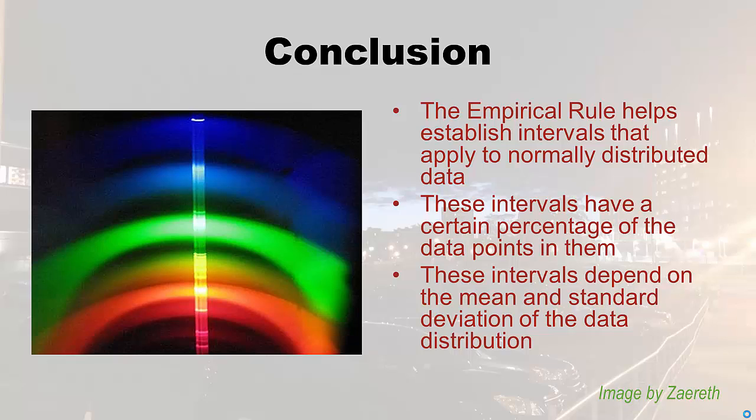So in conclusion, the empirical rule helps establish intervals that apply to normally distributed data, and it's more useful than Chebyshev because it's more specific. These intervals have a certain percentage of the data points in them, and they also refer to the probability of selecting an x in that interval. And these intervals depend on the mean and the standard deviation of the data distribution. So if those change, then exactly where the numbers are on those intervals change.